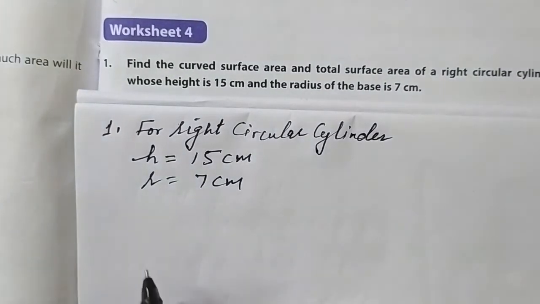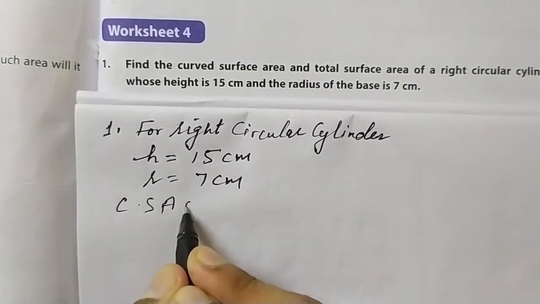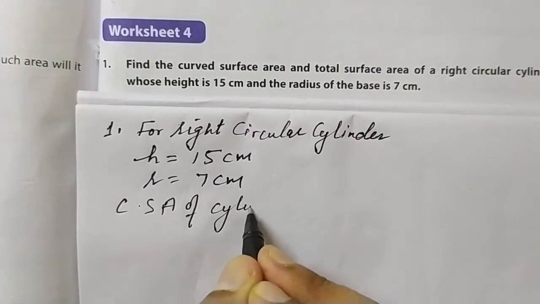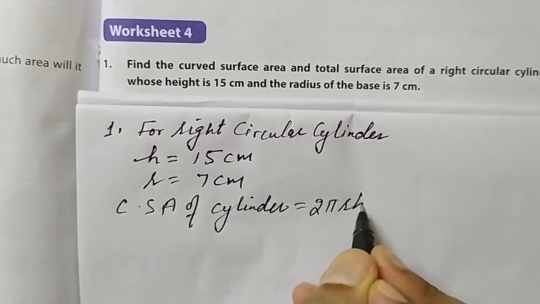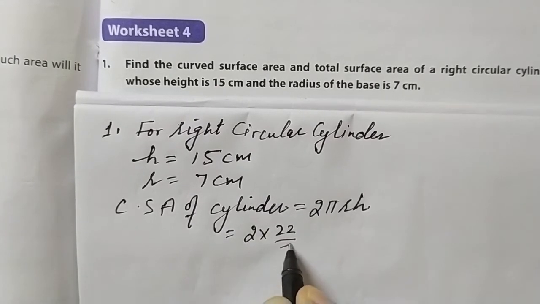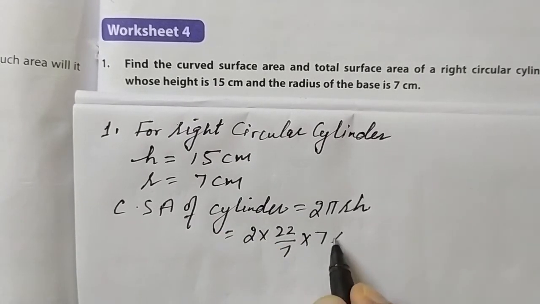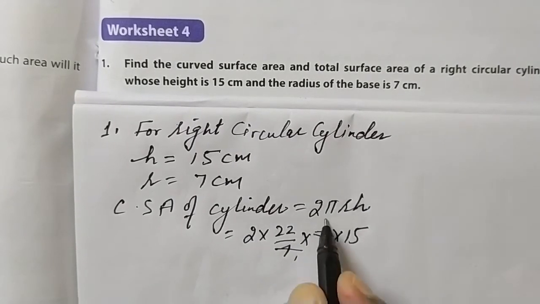So first he is asking to find the curved surface area. We know the CSA of a cylinder, in short form you can write cylinder only, is 2 pi r h. Okay, so let's fill in the values. 2 into pi value is 22 over 7, radius r is 7 and h is 15. So 7 is cancelled with 7, 7 ones are 7.